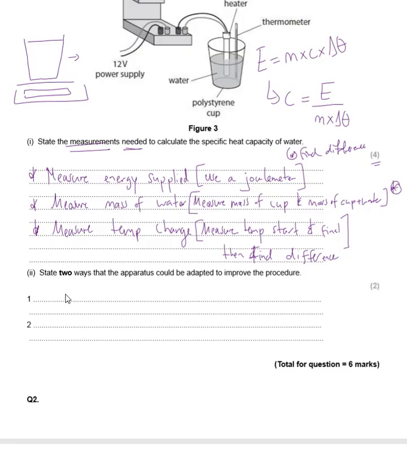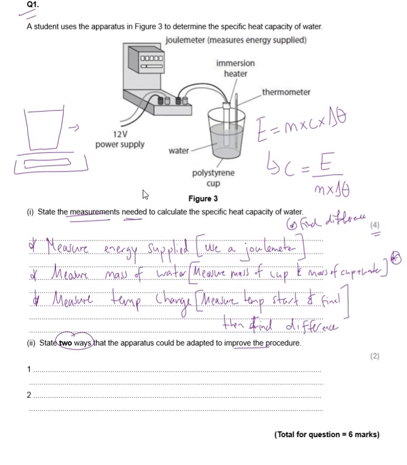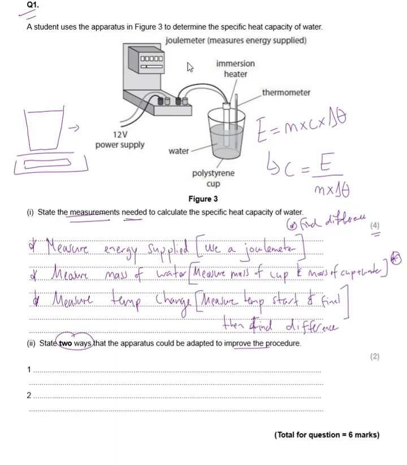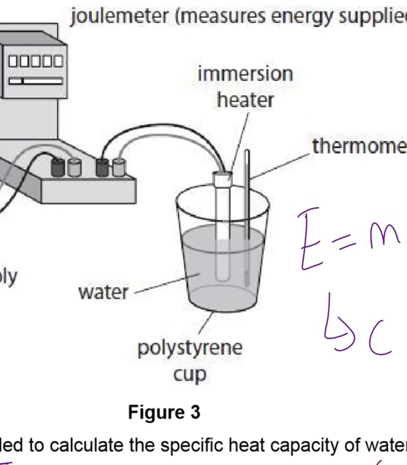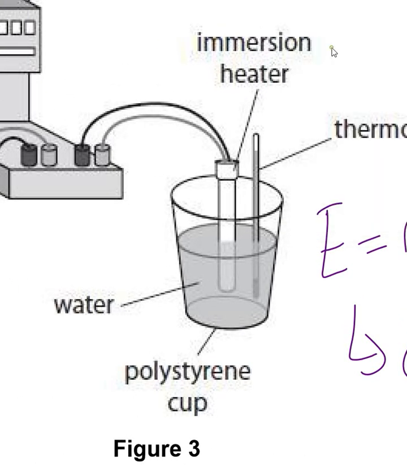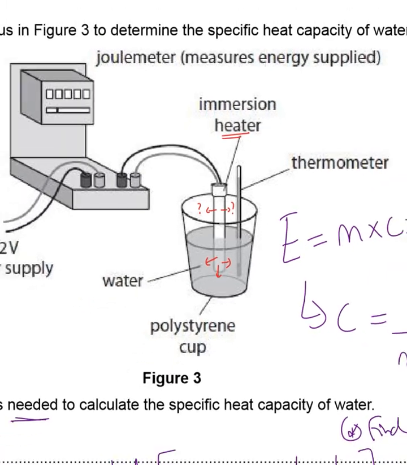Now the next one is here. State 2 ways to improve this procedure. Okay. Now, what can we do to this experiment to make sure it is more accurate? Now we're going to zoom in. Now what we are doing here is we are heating up the water. Okay. So the heat from the heater is going to go into the water. Now, what about here then? Are we heating up any water? No, we're not heating up the water. So here we're heating up the air.